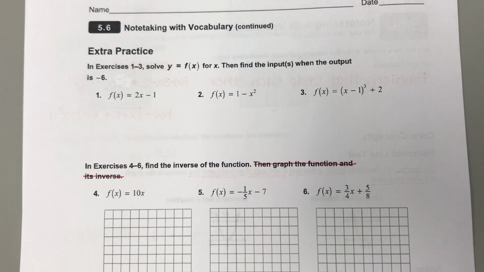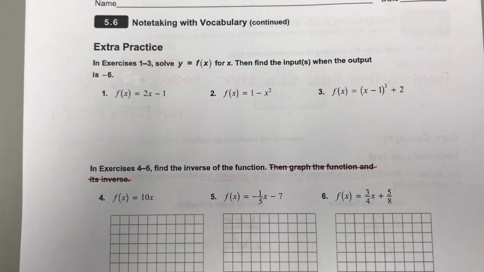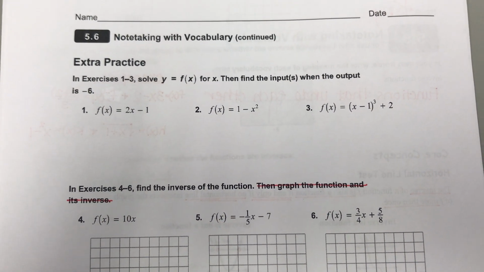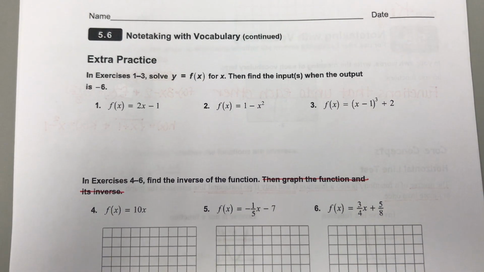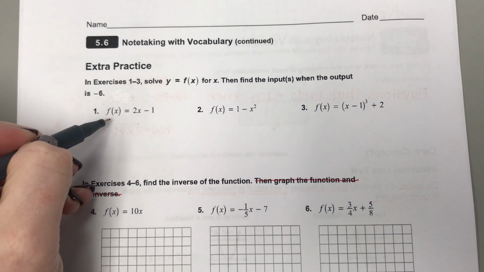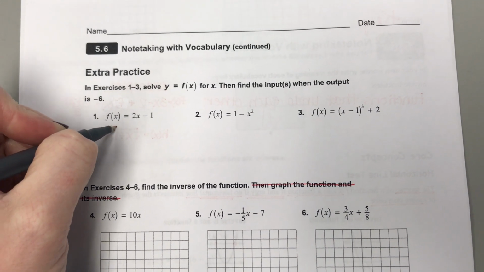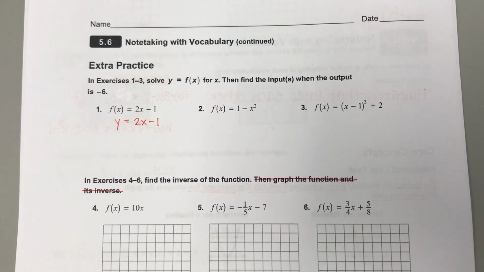Okay. So first few examples, what we're going to do is solve this equation for x. So we're going to get x all by itself, and then we're going to find the input when the output is -6. So to start, I'm going to replace this f of x with y, just to make it a little bit easier writing.